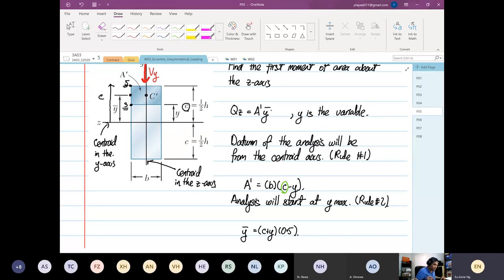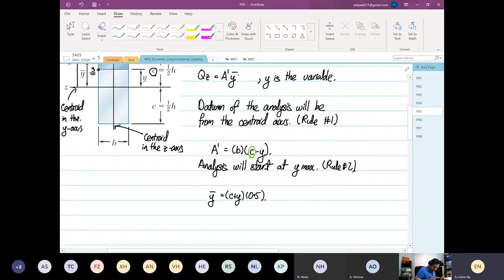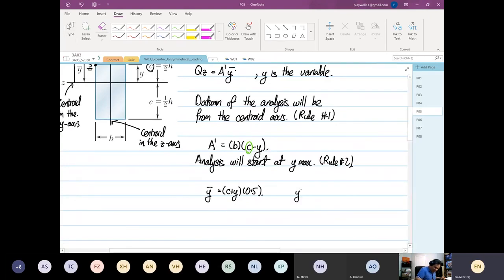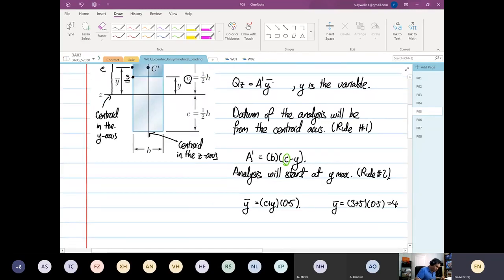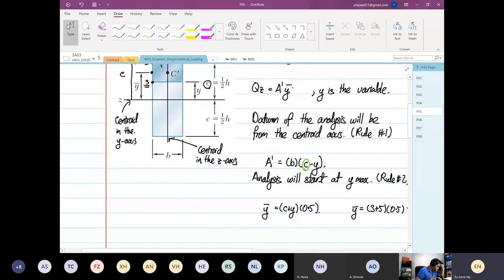No? Hello? 4. Yes, 4. Thank you. So to calculate your Y bar, this is 3 plus 5 multiplied by 0.5 is equal to what? 4. Just put in some numbers, you can visualize better.